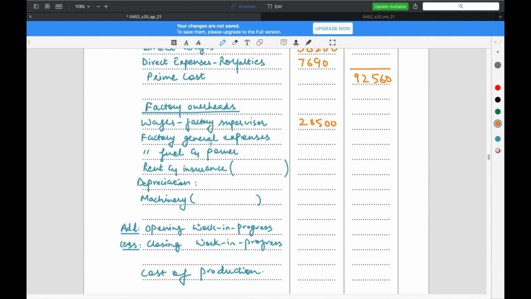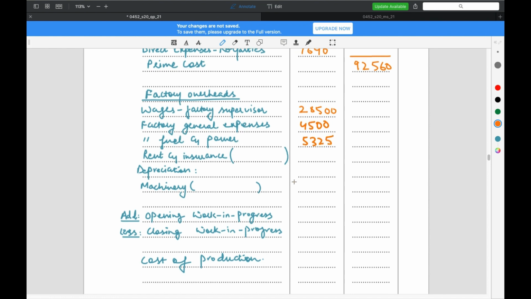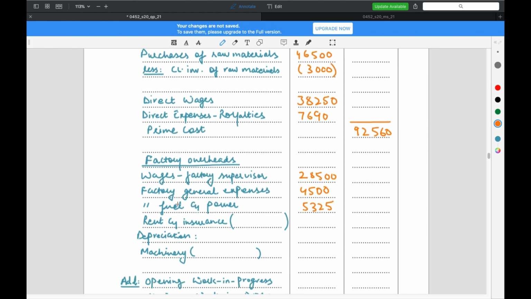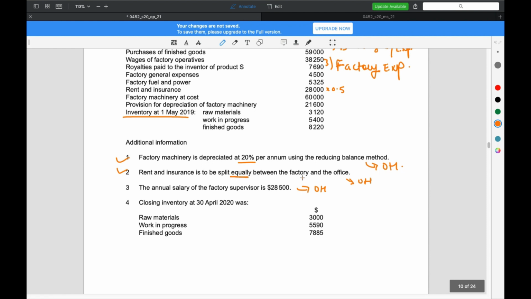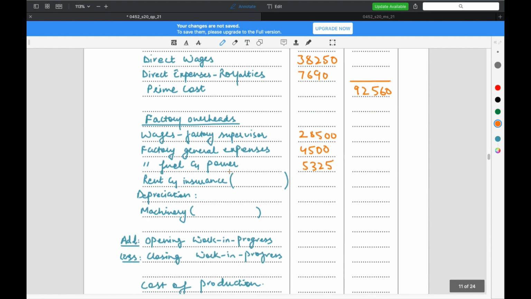28,500, and then the factory general expenses is going to be 4,500. That is given up there as well. Factory fuel and power is going to be 5,325. Every value is given up there, obviously. And then, okay, the rent and insurance, he says that it has to be split equally between the factory and the office. So equally means 50%, right? So the 50% of the $28,000 rent and insurance is going to be over on this side.